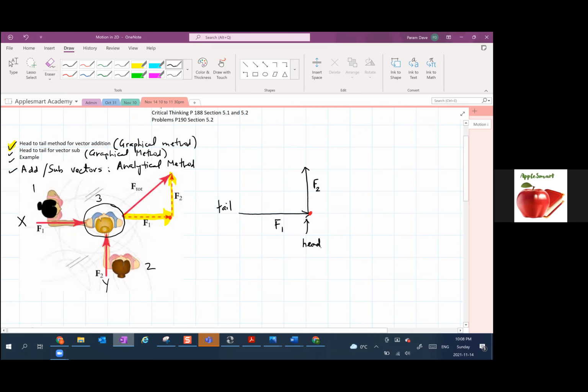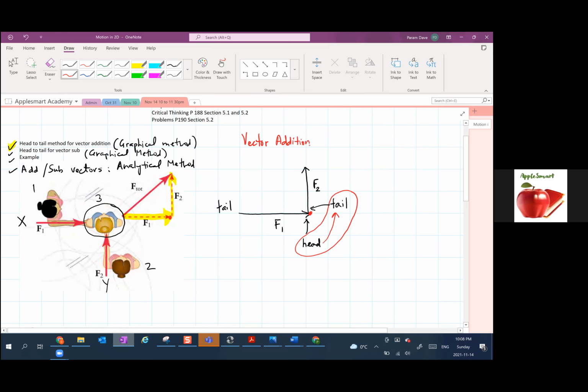So what we did is, where you have the head of the first vector, that is F1, right from there you start the tail of the second vector. And so that's why this method of drawing the vectors together is called the head to tail method. Head of the first one attached with the tail of the second one. So this is how you would draw the vectors when you do vector addition.